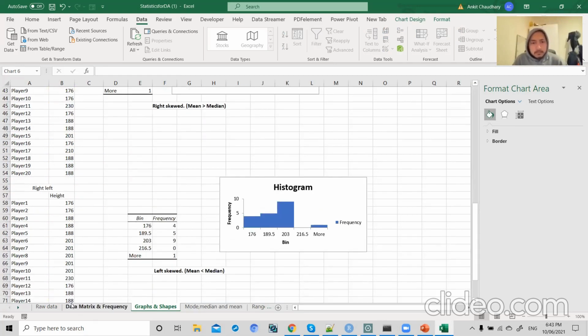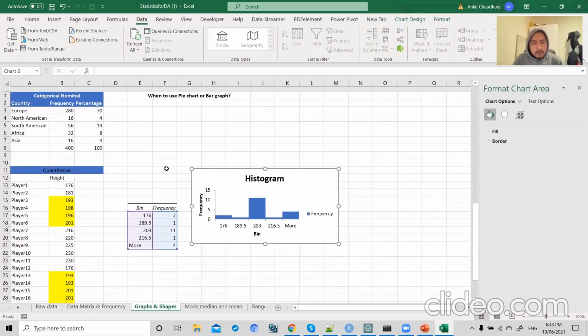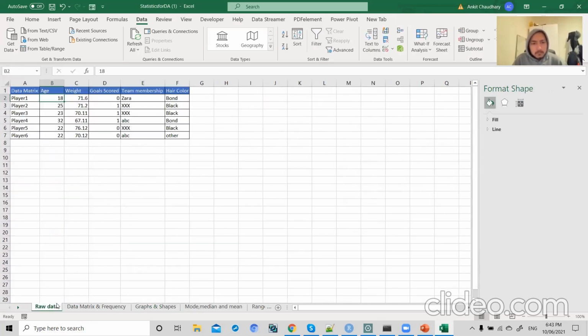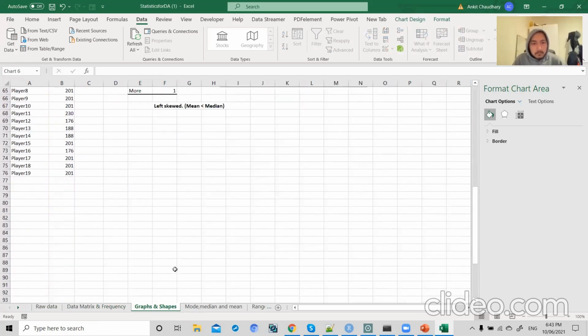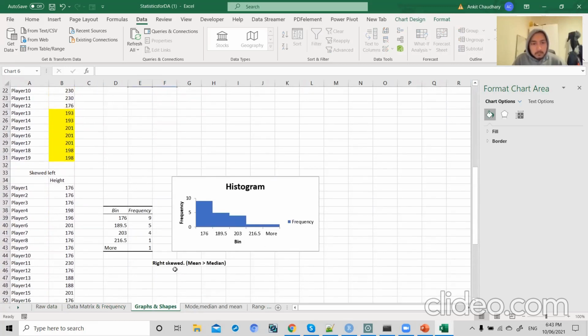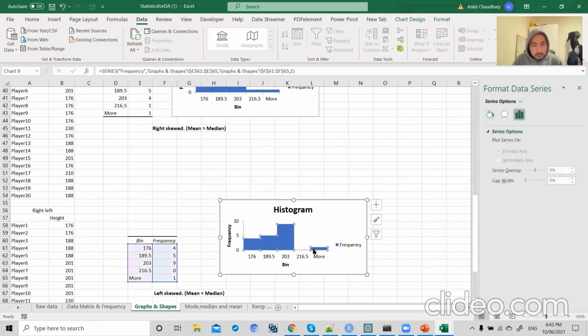Based on this analysis, we can come up with a few findings. In this histogram, this one is weird, because all people are ranging in this height, 203 centimeters, but here we can see one weird number which is excluded, right?